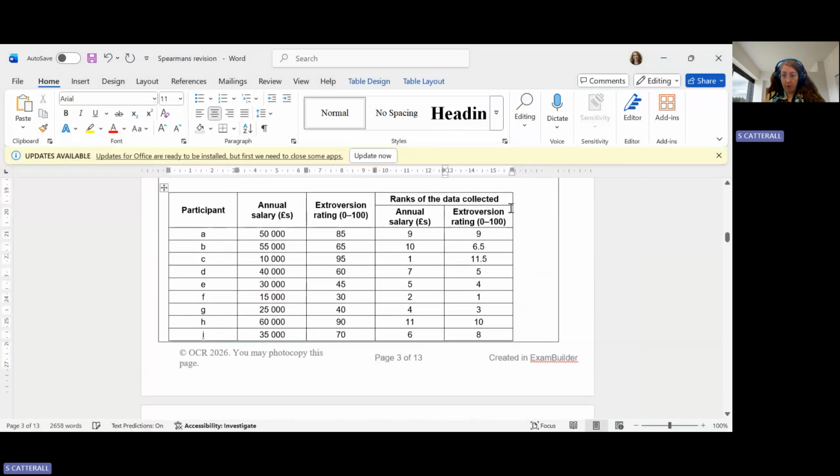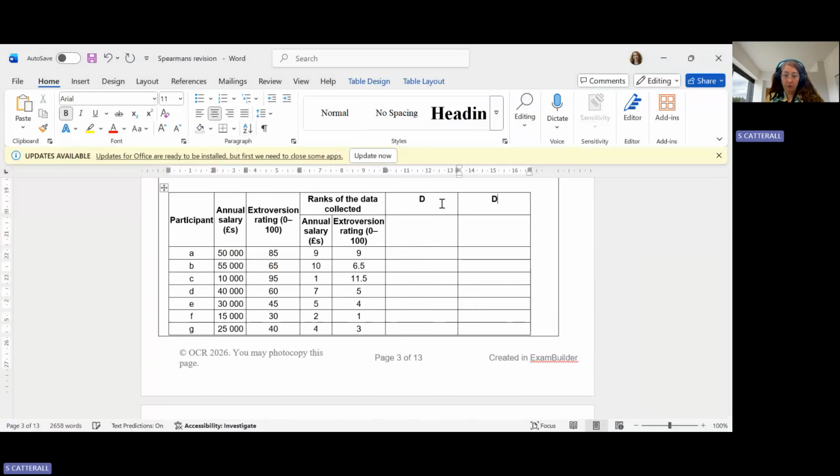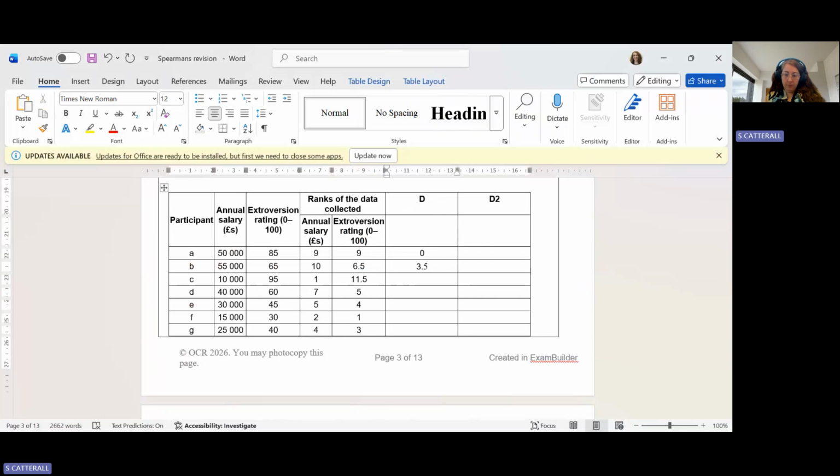So we might be better putting on a little thing here. We'll do the difference here and we'll do difference squared here. So 9 and 9 is nothing, so the difference is nothing. And then let me just get my calculator because it'll be quicker. We've got 10 minus 6.5, which is 3.5. We've got 1 minus 11.5, which is minus 10.5. It doesn't really matter about the minuses because once you square a number, it's going to get rid of them anyway. Got 7 minus 5 is 2.